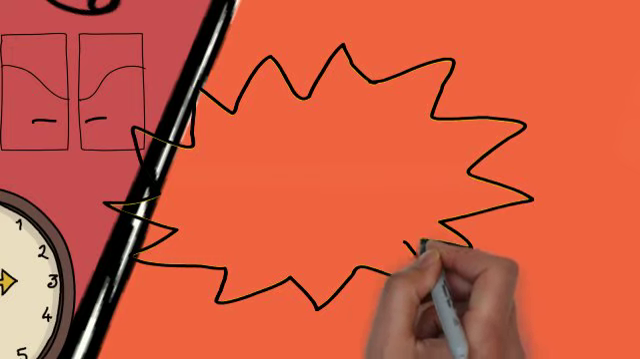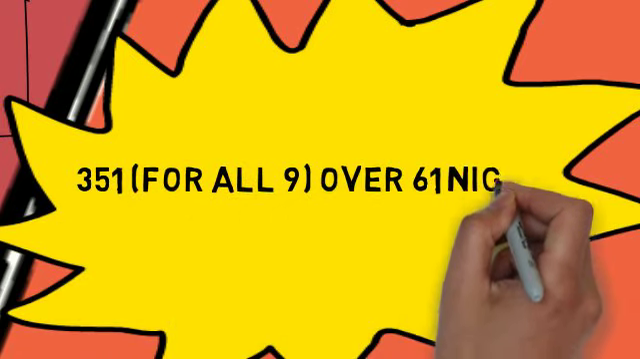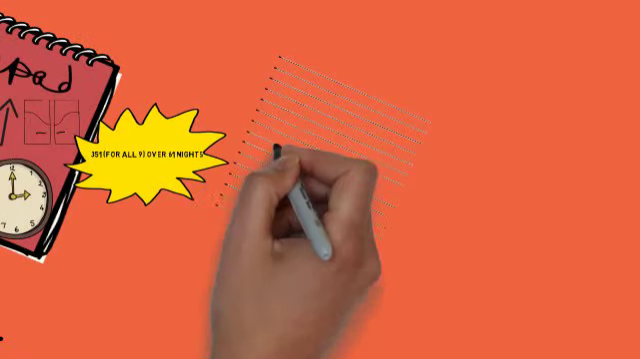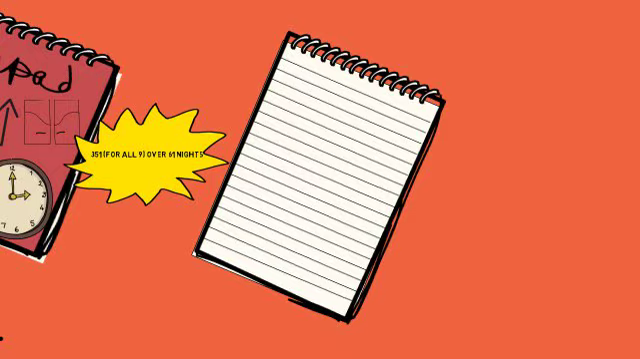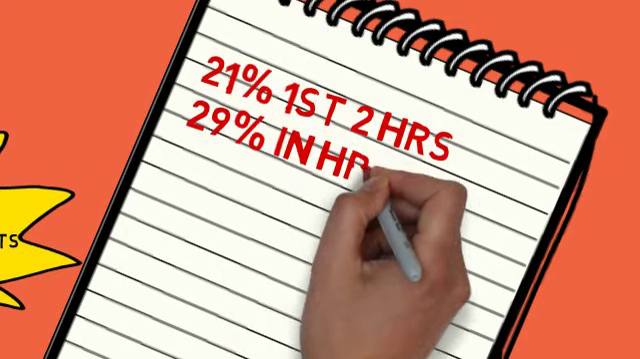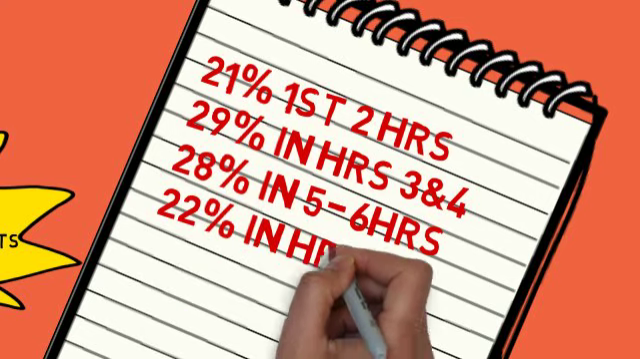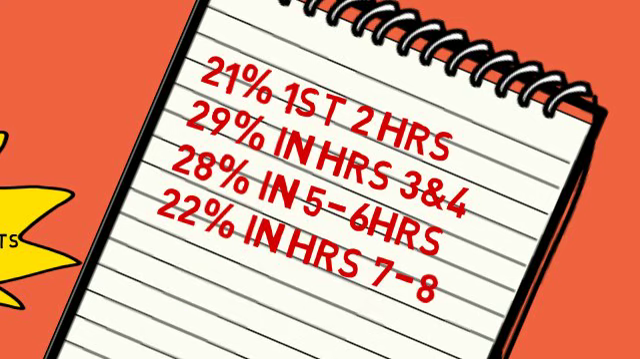The total number of awakenings for all 9 subjects was 351 times over 61 nights, which averaged 5.7 awakenings per subject per night, and the awakenings were spread over the nights as follows. So 21% in the first 2 hours, 29% in hours 3 and 4, 28% in hours 5 and 6, and 22% in hours 7 and 8. So it wasn't a very good night's sleep for the participants. So that is the procedure, the apparatus, the method, design, your participants, self-selected students to take part in the sleep study.